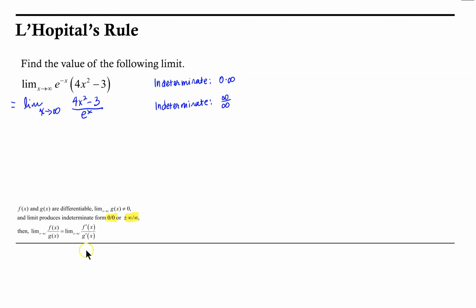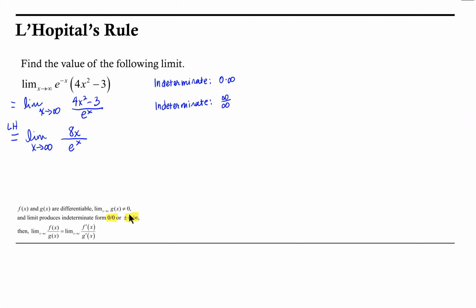So now I can apply L'Hopital's rule by finding the limit of the ratio of the derivative of the numerator over the derivative of the denominator. So we're going to write an LH over our equal sign to indicate the application of L'Hopital's rule to find what follows. Now we have the limit as x approaches infinity. The derivative of our numerator is 8x. The derivative of our denominator is e to the x.